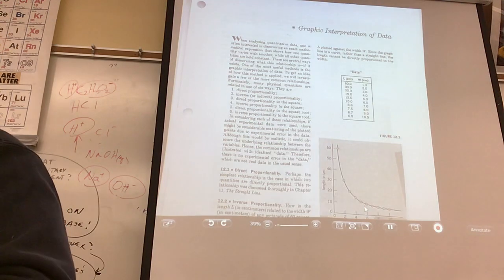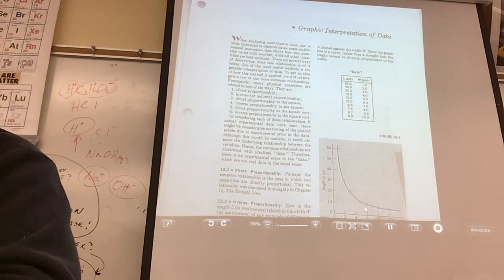When analyzing quantitative data, one is often interested in discovering an exact mathematical expression that shows how one quantity varies with another, while all other quantities are held constant. There are several ways of discovering what this relationship is, if it exists. One of the most useful methods is the graphic interpretation of data. To get an idea of how this method is applied, we will investigate a few of the more common relationships. Fortunately, many physical quantities are related in one of 6 ways.